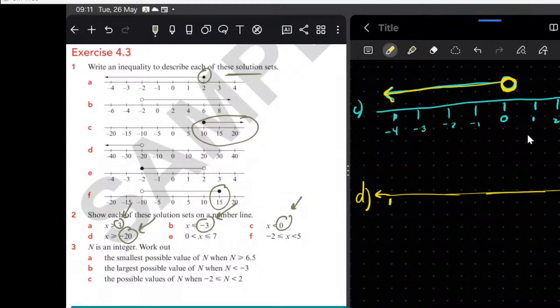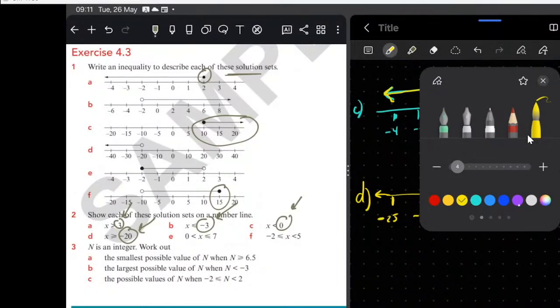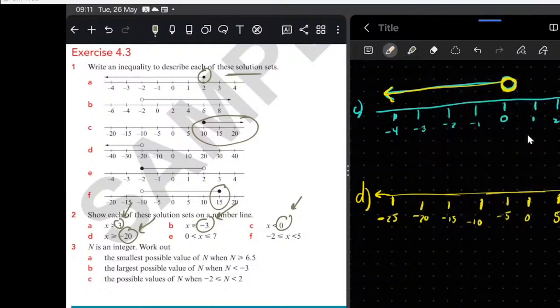Wow, really? Yes. And so you're going to now put negative 25, negative 20, negative 15, negative 10, negative 5, 0, 5, 10, 15. Are you seeing? Now, where's our circle going? Negative 20. We put our circle.